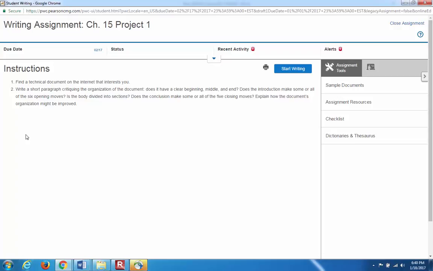Does it follow the genre pattern? Does it have a clear beginning, middle, and end? Does the introduction make all of the opening moves that it's supposed to do? How do they divide the body into different sections? Does the conclusion make all of those moves? And then at the end, explain how you think that the document might be better organized, if you have any ideas about that. So it shouldn't take you very long.